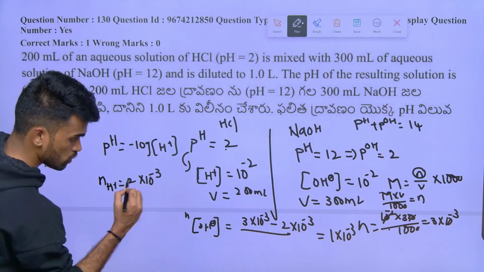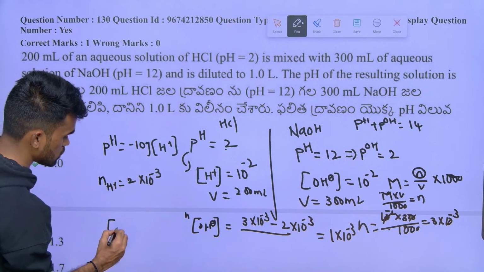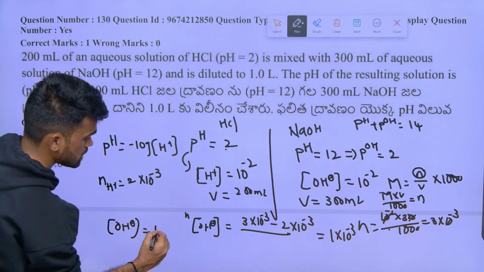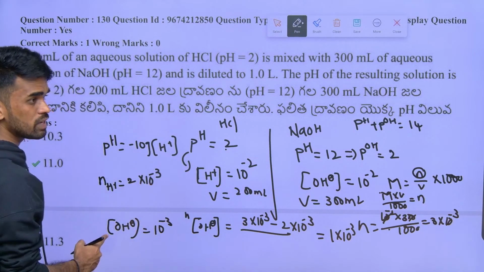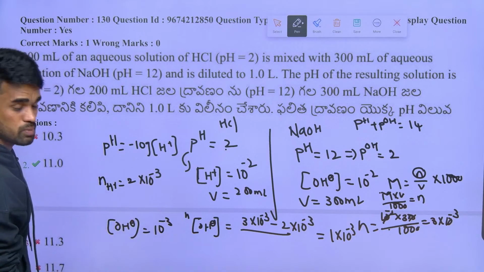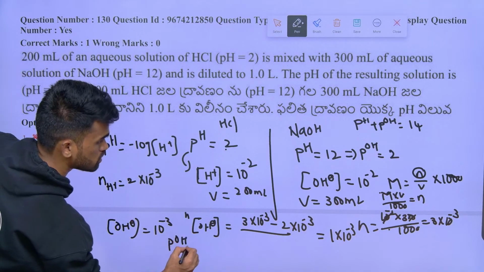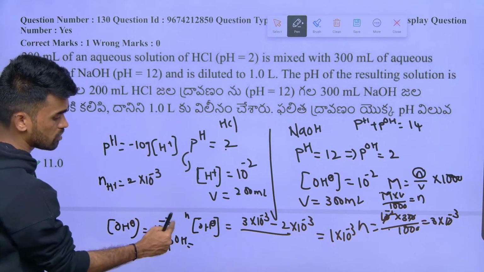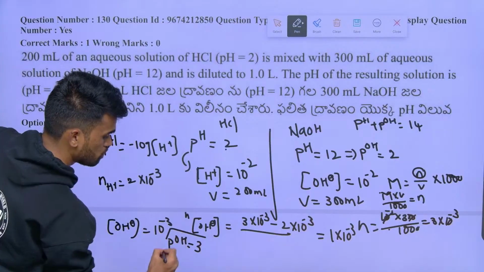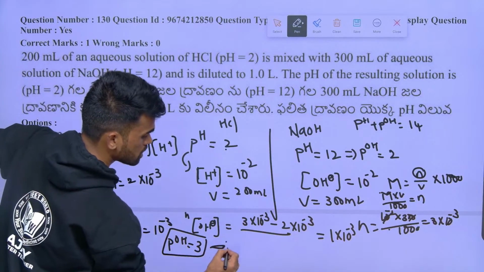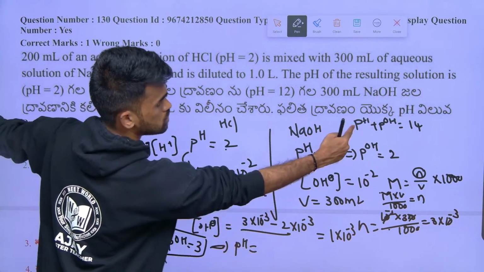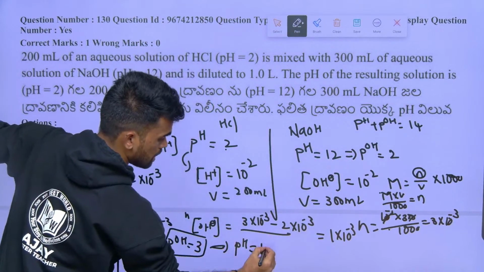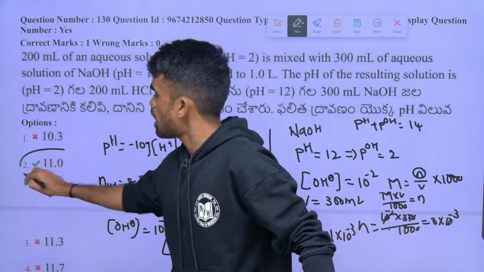So I want to find pH. The concentration of OH minus, in the 1 liter solution, how much is it? 10 power minus 3. So the pOH formula is minus log concentration of OH. Minus log of 10 power minus 3 will become 3. So pOH is 3. From this, pH equals 14 minus pOH, which is 14 minus 3, that is 11. So pH is 11. We have option 2.